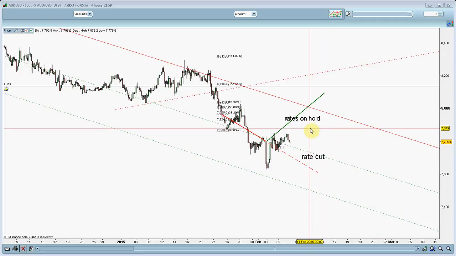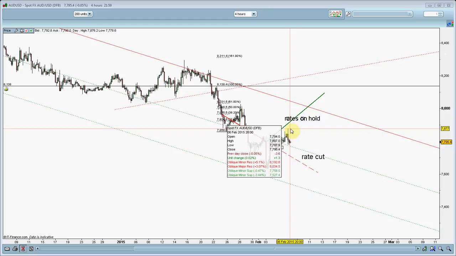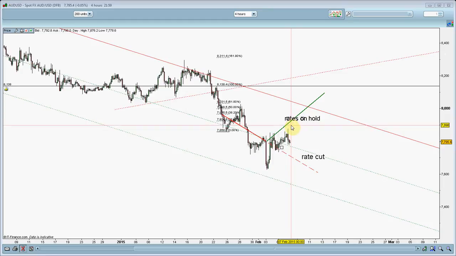So I'm hoping for a bit of a lift on the currency at the start of the week, up to about 7,880, maybe 7,900, and that's where I'm going to be looking to take a sell position from. And I'm still looking for it to come down to that 7,500 area. Okay, so that's the Aussie dollar.